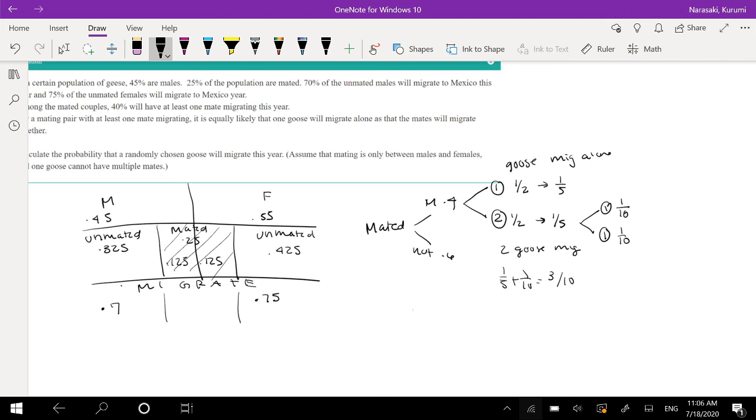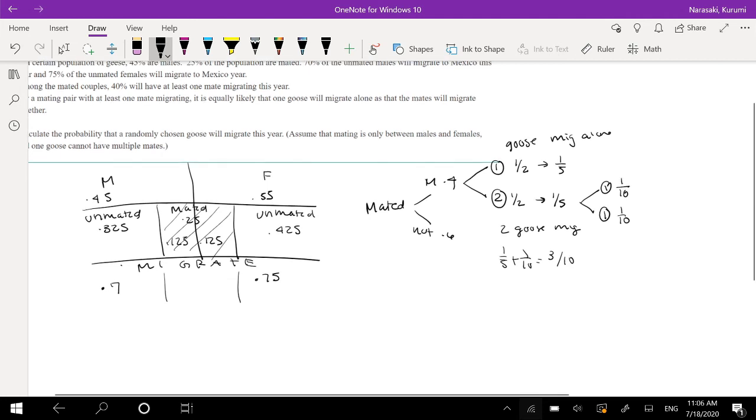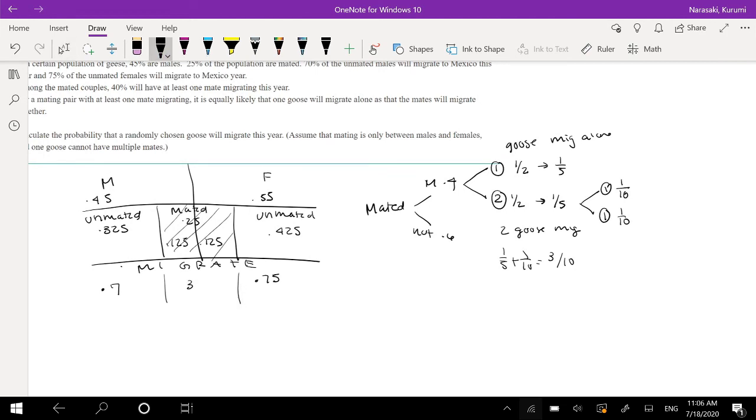So then the probability of them moving is just 3/10, or I can just say 0.3. And all I have to do to figure out the portion of the geese that migrate is just multiply it down. So 0.325, so 32.5% unmated males would migrate with a probability of 0.7. The mated geese would travel with a probability of 0.3.